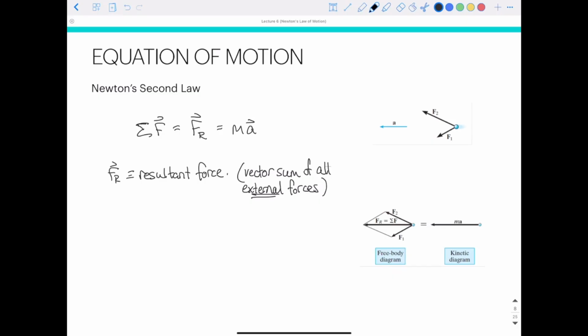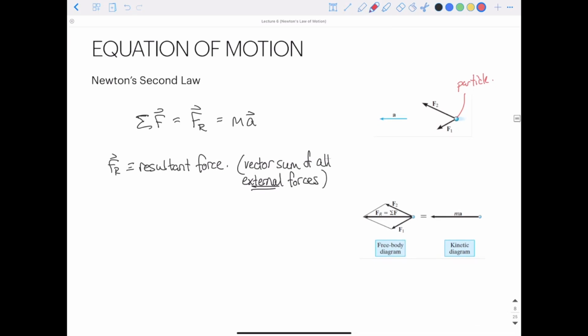So if we look on the right-hand side, we have a particle right here, and we have forces F1 and F2. They're acting upwards and downwards to the left, and that's going to result in an acceleration. That acceleration is going to be in the same direction as the resultant force, or the vector sum of those two vectors. So if we were to add vector 2 over here, we would see that the resultant vector is in the same line, which is exactly what's drawn down below.